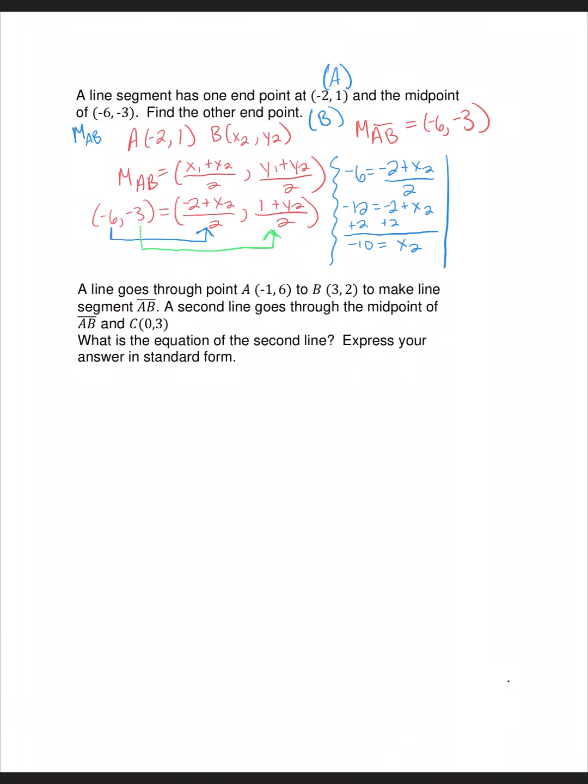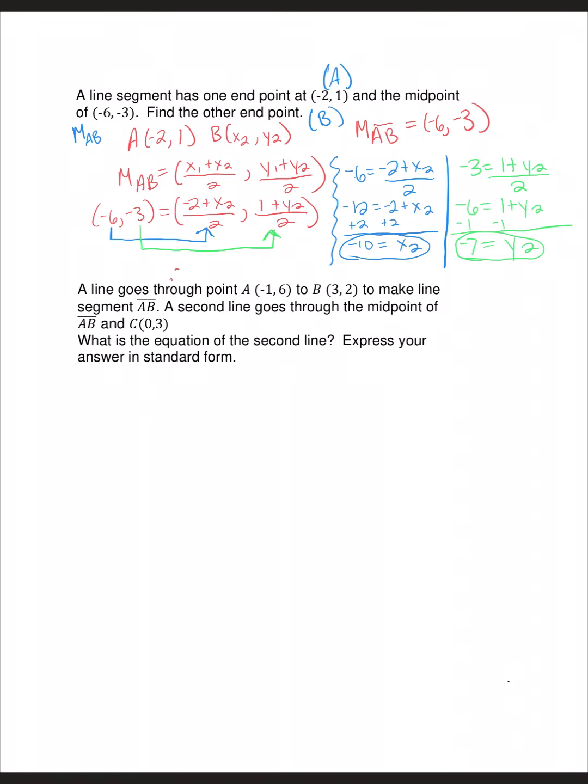And then I'm going to do it in another color. For my y side of things, -3 is going to equal (1 plus y2) over 2. So I'll bring that 2 over to the other side by multiplying again. So we'll have -6 equals 1 plus y2. And then I'm going to subtract 1 from both sides, so you'll have -7 equals y2. So we've determined our x2 value and our y2 value. That's going to represent my point B.